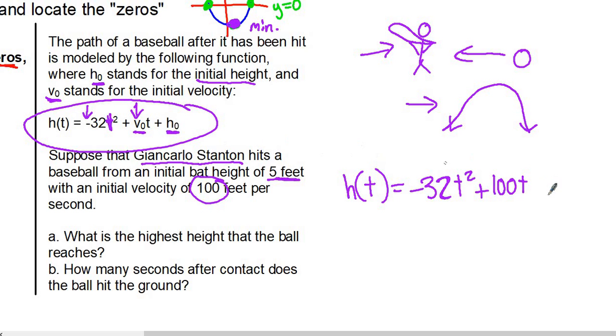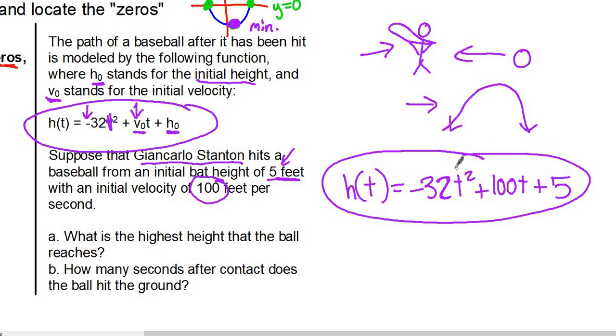And then finally h sub 0 is the initial height, and it's telling us that his bat is 5 feet off the ground. Let's say he's 6 feet tall. That might mean his bat is at shoulder level, so 5 feet. So here's the thing that we have to graph, and then we'll use that to answer 2 questions.